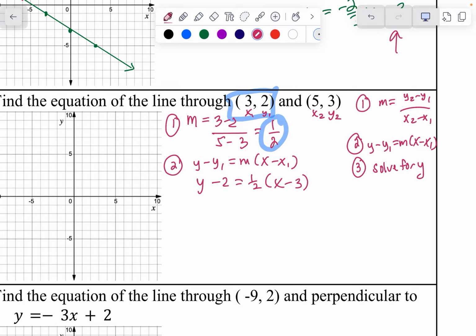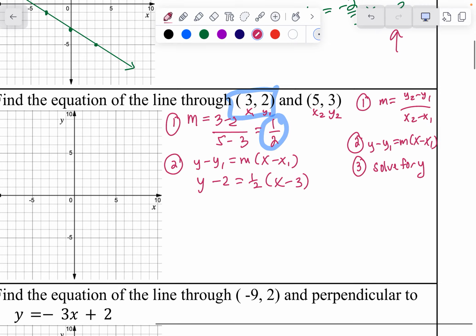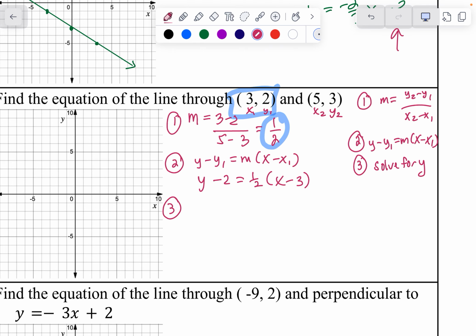And then the third step is to solve for y. So we got the answer. That's the correct equation of the line. It just doesn't look good until we solve it for y. So we're close. We're close. Okay, so let's solve that for y.